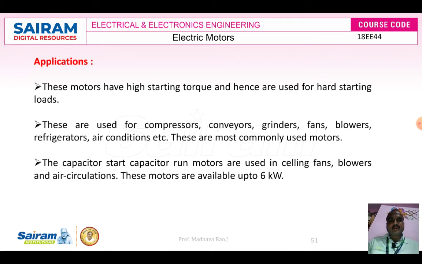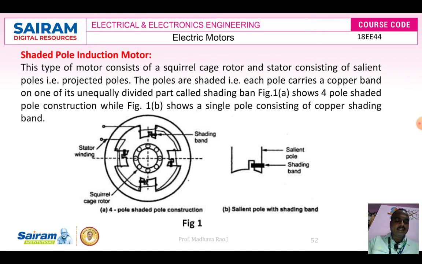Now we will see the shaded pole induction motor. The shaded pole induction motor has a squirrel cage type rotor, similar to the squirrel cage induction motor. The rotor is similar, but the stator has some modifications. It consists of salient poles, or projected poles, which have a shading band.